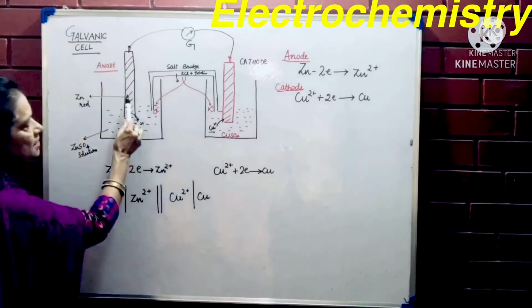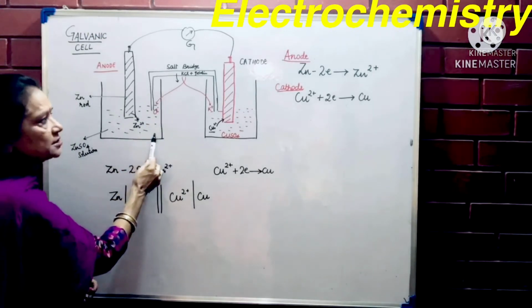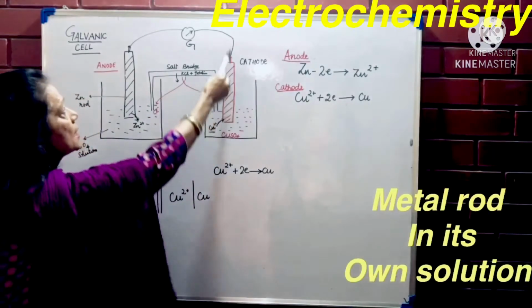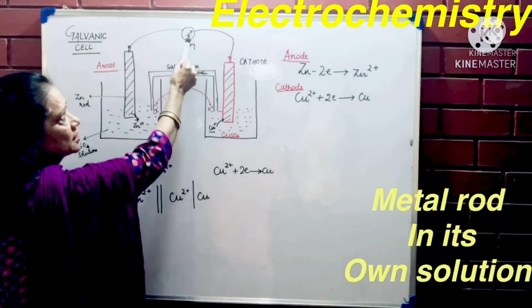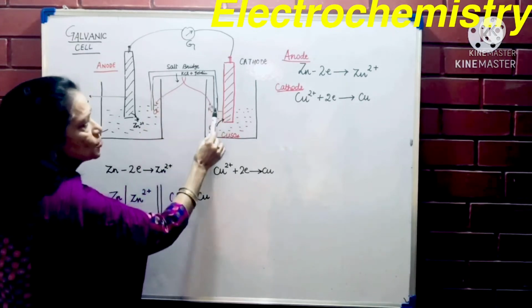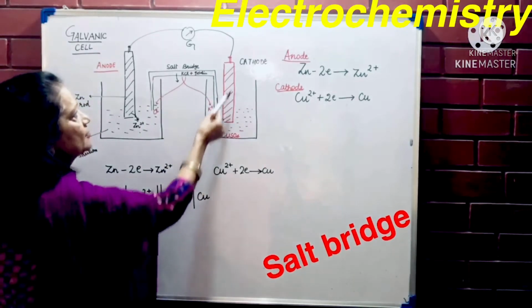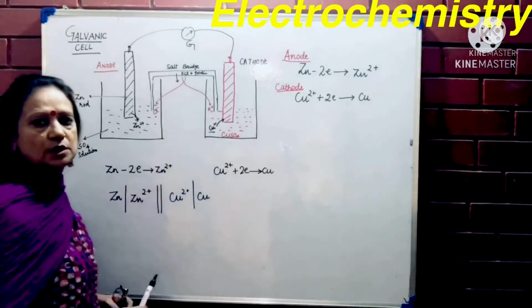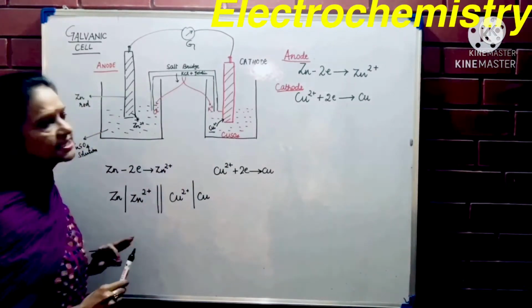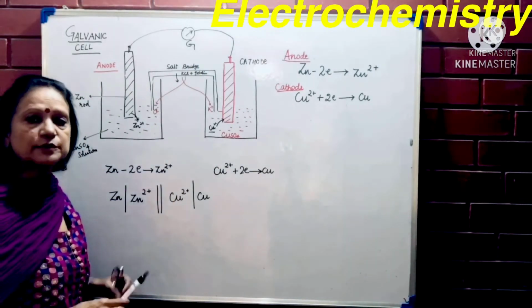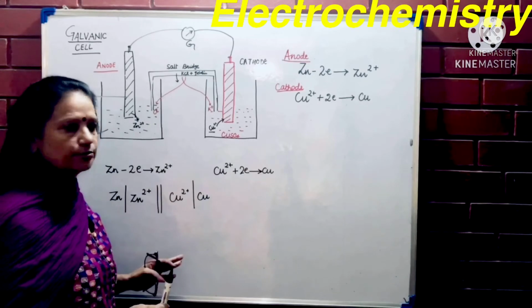So if I put a zinc rod inside zinc sulfate solution and a copper rod inside copper sulfate solution, connect the two with a galvanometer, and also put a salt bridge to connect the two solutions, that means there is a complete circuit with the help of this salt bridge. As soon as this is done, we see a deflection inside the galvanometer, which proves that some current is being produced.